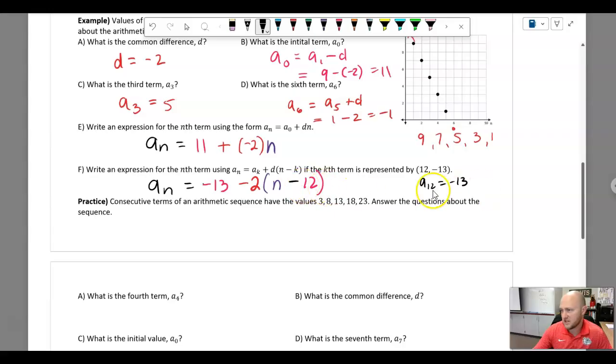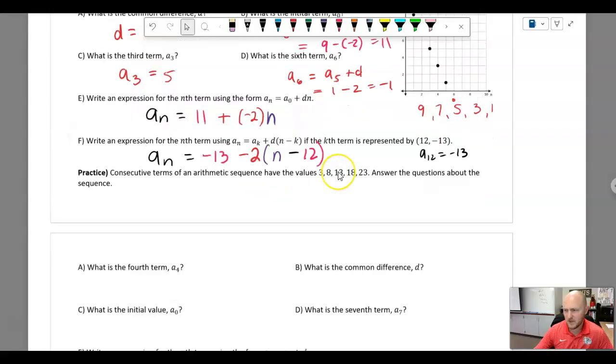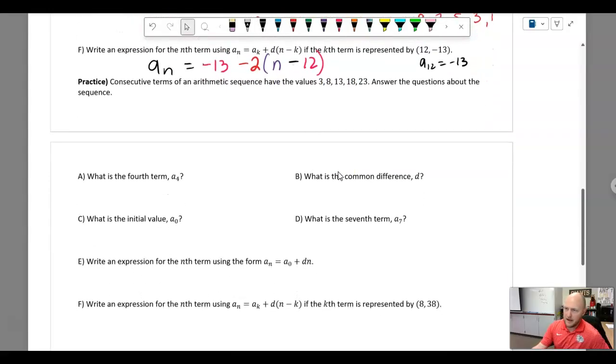Okay, I plugged in this 12, so I'm taking away 12. Say I wanted the, I don't know, 16th term, I would only have to subtract 2 four times, right? So I plug in 16, I get 4. And we'll see some applications.